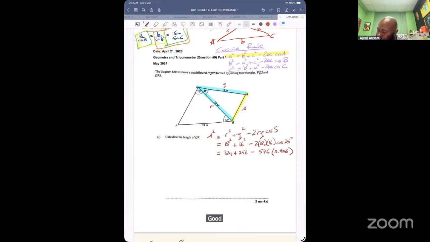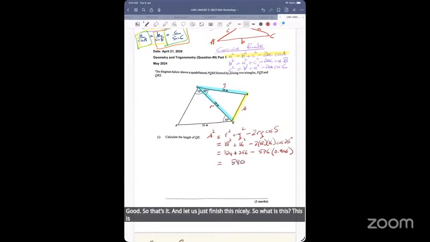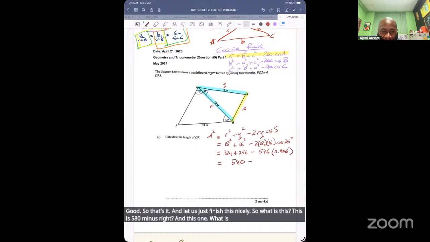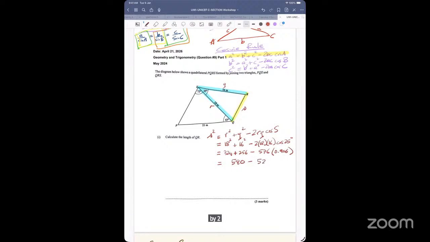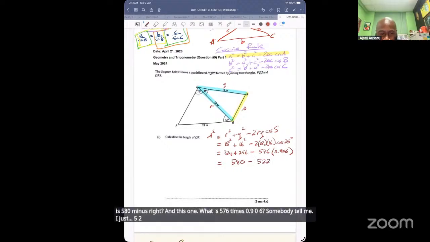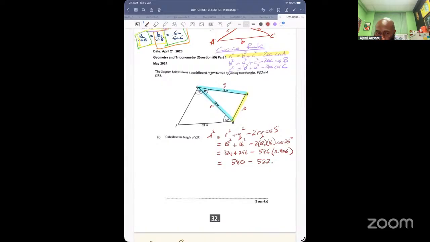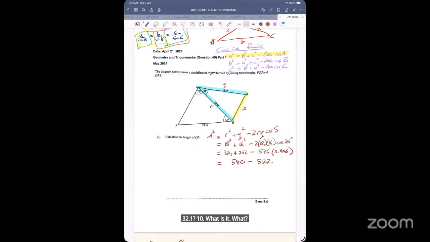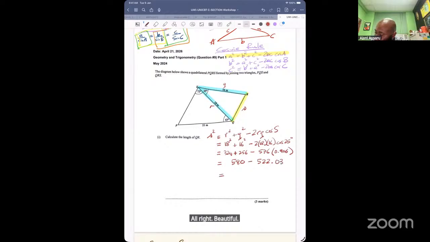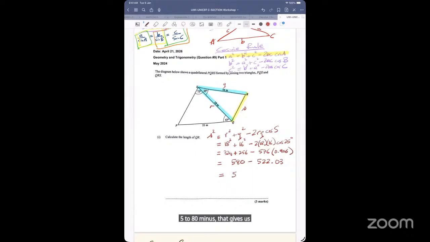Good. So that's it. And let us just finish this nicely. So what is this? This is 580 minus, right? And this one, what is 576 times 0.906? Somebody tell me. 522.033. We're just going to call it 522 for now. Beautiful. And we subtract this, what do we get? 580 minus that gives us 57 point something.